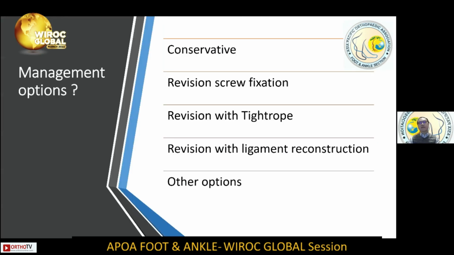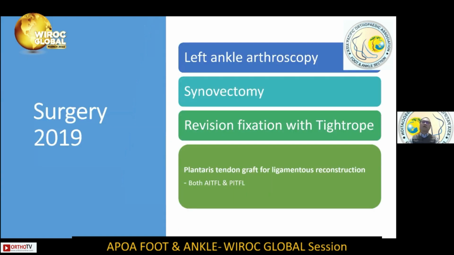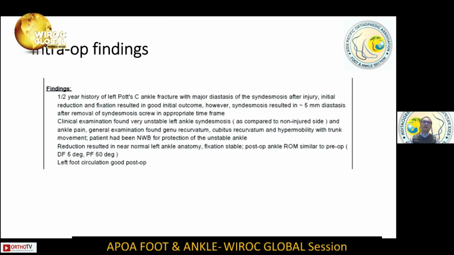At that time, we had a bunch of options in mind, including continuation of conservative treatment, either revising the fixation with screw, or using a tightrope together with revision fixation, or reconstruction with ligaments. Finally, after discussion with the patient, we went for an arthroscopic debridement of the ankle with synovectomy, and then subsequent revision fixation with a tightrope together with a plantaris tendon ligamentous reconstruction for both the AITFL and the PITFL.